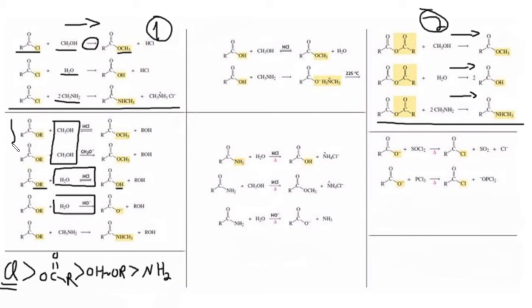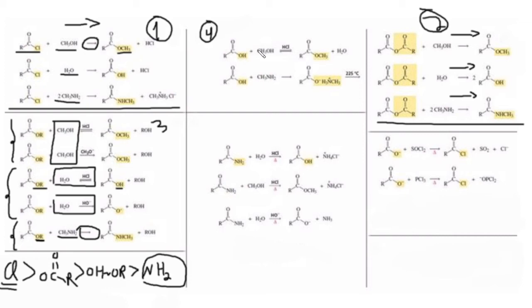So here you react with an alcohol, here you react with water, and here it doesn't need a catalyst because, as we said, the amines are stronger bases. They're stronger bases, they're worse leaving groups, but they're better nucleophiles. So this is a better leaving group than this. That's why it goes all the way to the products to form amides. Okay, so this is the third section.